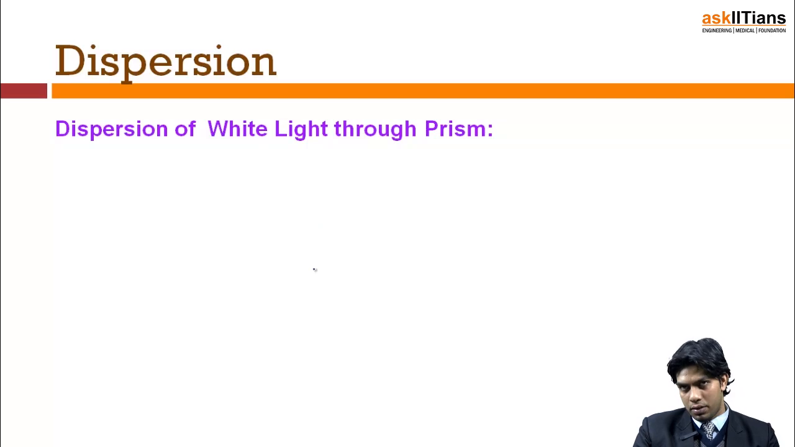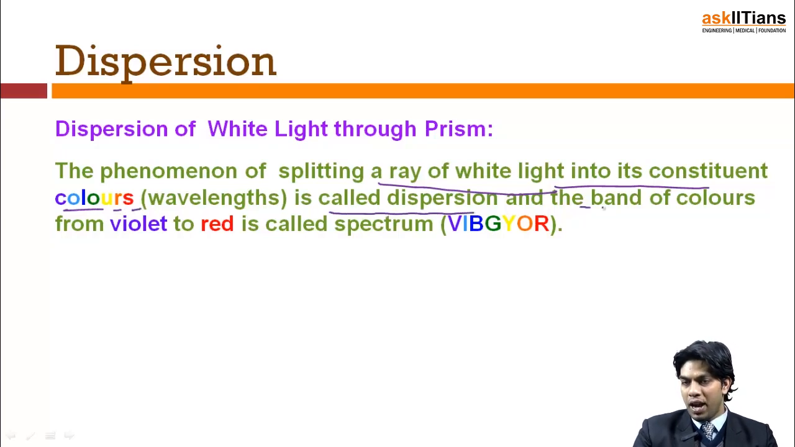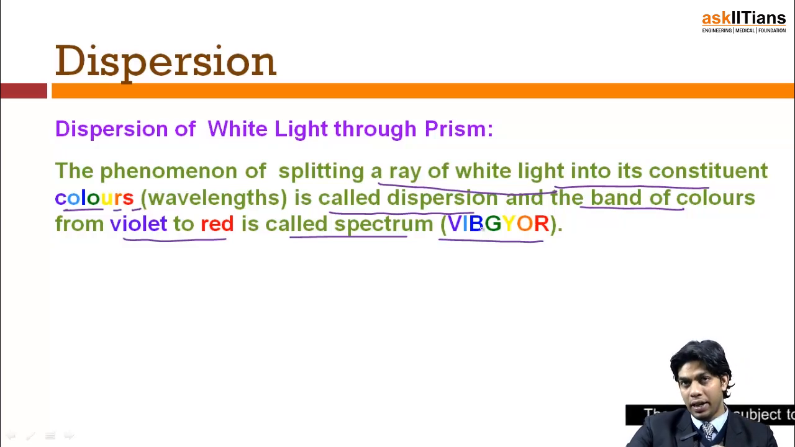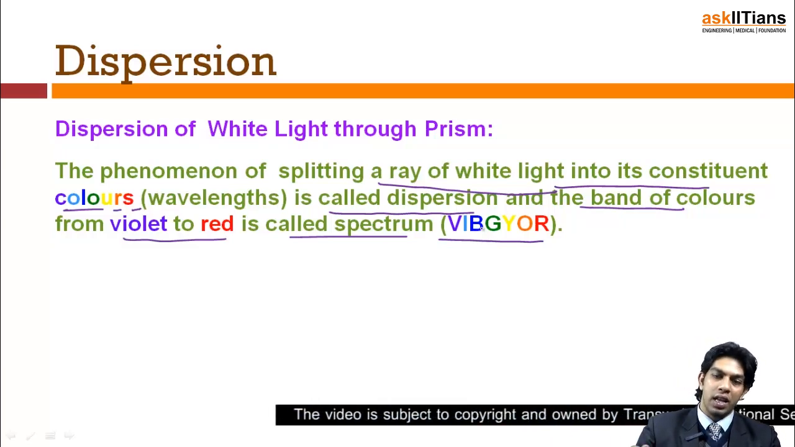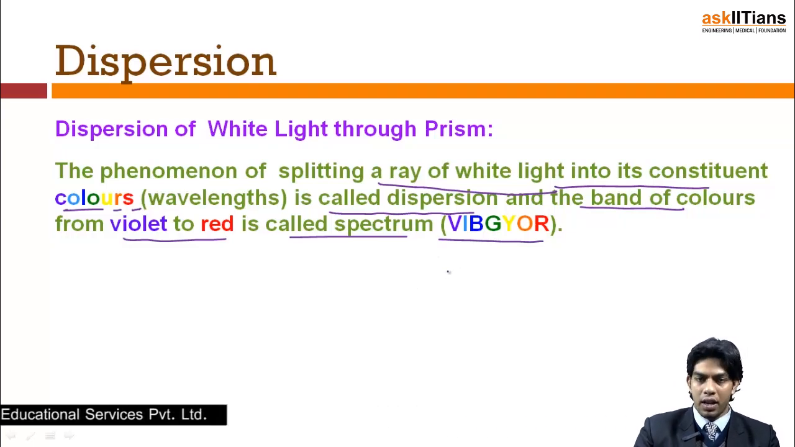Dispersion of white light through prism. I guess most of you have seen this phenomenon in your laboratory. That is the phenomenon of splitting a ray of white light into its constituent colors, that is violet, blue, indigo, green, yellow, orange, and red. It's called dispersion. The band of colors from violet to red is called the spectrum, VIBGYOR. So what we see is that in the prism, the white light enters and gets split into 7 components given by VIBGYOR. These 7 components are called the spectrum and have different colors.